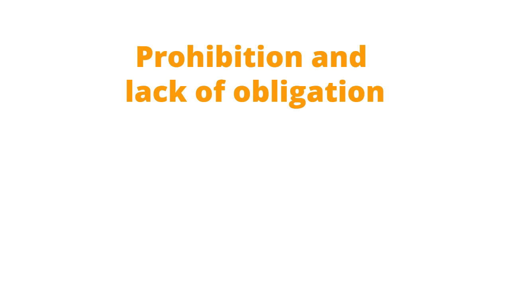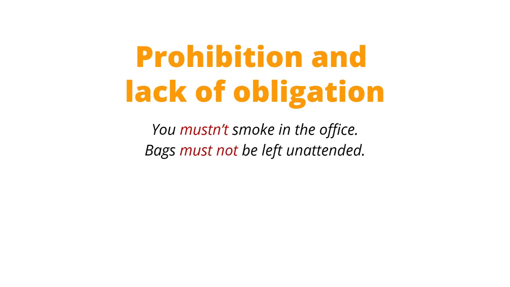So that was must and have to talking about obligations, but if we put them in the negative, they have quite a different meaning. So if you look at this sentence, you mustn't smoke in the office. Must in the negative shows prohibition. Bags must not be left unattended. This is the kind of sign you might see in an airport. That's why it didn't have a contraction there. It's a more formal notice. But this is talking about prohibition.